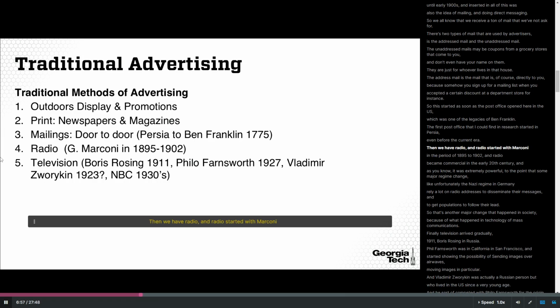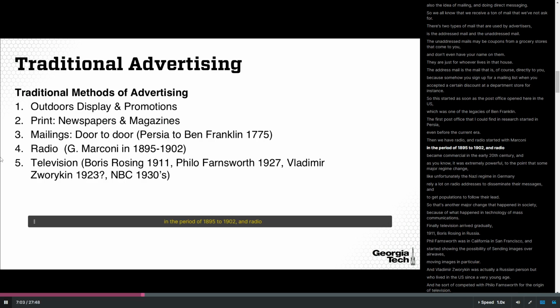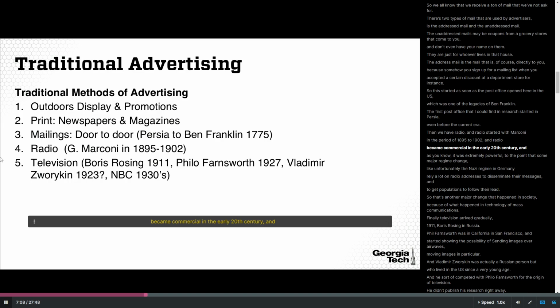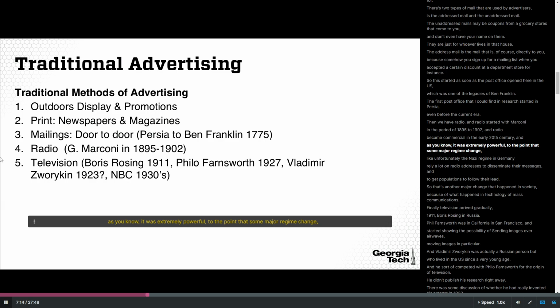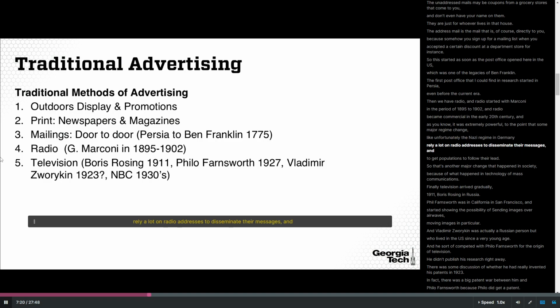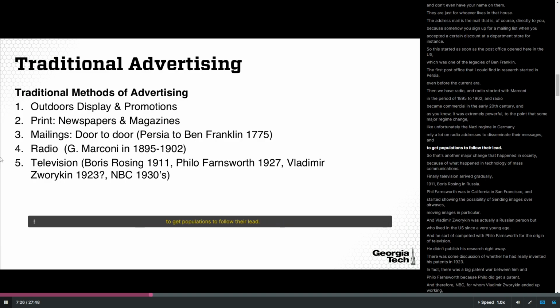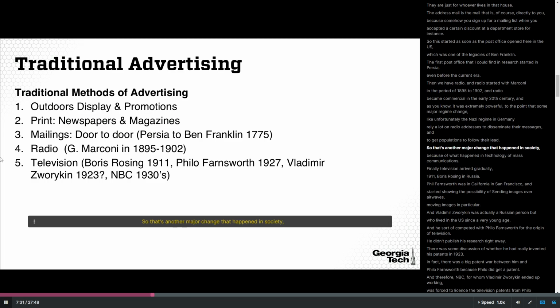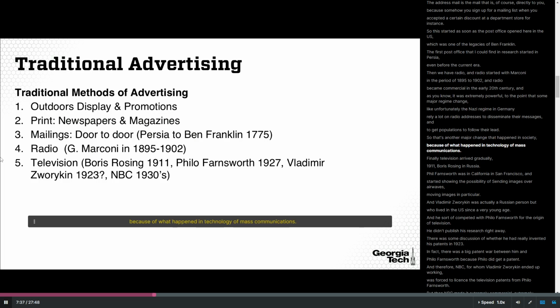Then we have radio. And radio started with Marconi in the period of 1895 to 1902. And radio became commercial in the early 20th century. And as you know, it was extremely powerful, to the point that some major regime changes, like unfortunately the Nazi regime in Germany, relied a lot on radio addresses to disseminate their messages and to get populations to follow their lead. So that's another major change that happened in society because of what happened in technology of mass communications.